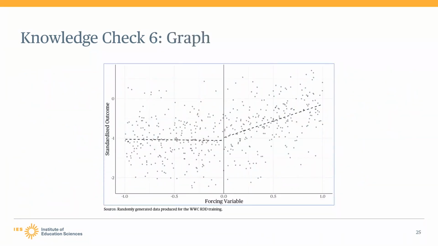In this graph, the solid vertical line represents the cutoff, and the dashed line represents the functional form of the regression. Recall that the authors reported that they used linear regression within a justified bandwidth ranging from -1 to 1, and that they allowed the relationship between the outcome and forcing variable to differ on either side of the cutoff. So again, based on this graph, does this study finding satisfy RDD criterion 4E? You may want to pause the video now to think about your answer.